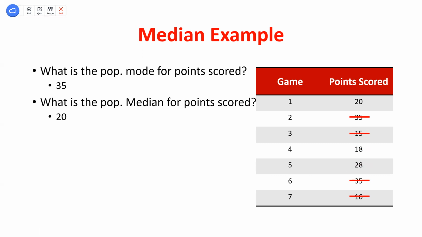So if I go back and think about it, if 20 is my median, one, two, three of the observations are below it, and one, two, three of my observations are above it. So it should exactly split my data in half. Any questions on that before we keep moving here?